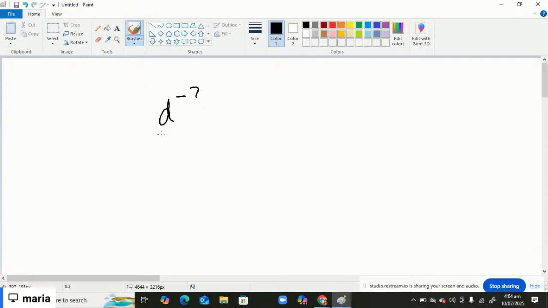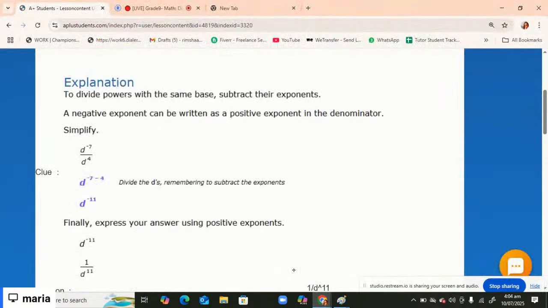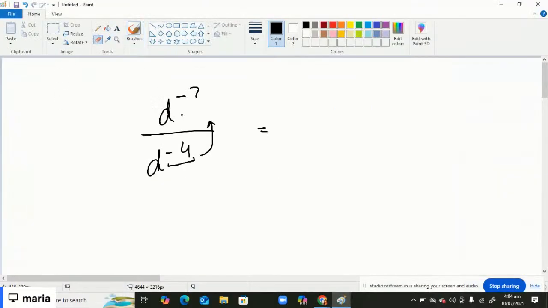For example, here is d power minus 7 and here is d power minus 4. Their bases are the same, so we only subtract the powers, and when this power moves up, it becomes positive, okay? Let's suppose one has a positive sign and one has a negative sign. So when it moves up, there is only one d here. When it moves up, it becomes negative. So here is minus 7 and minus 4.